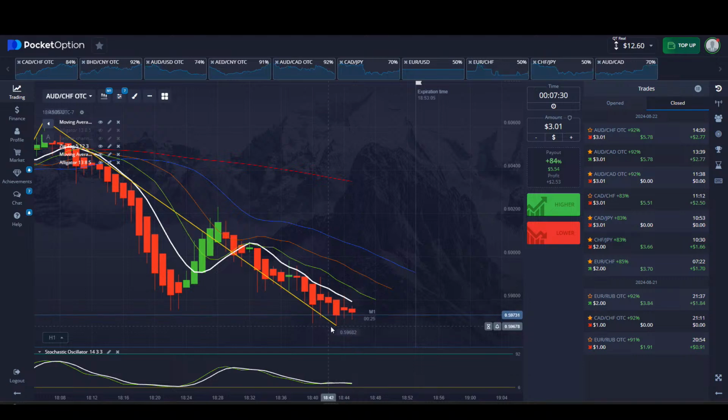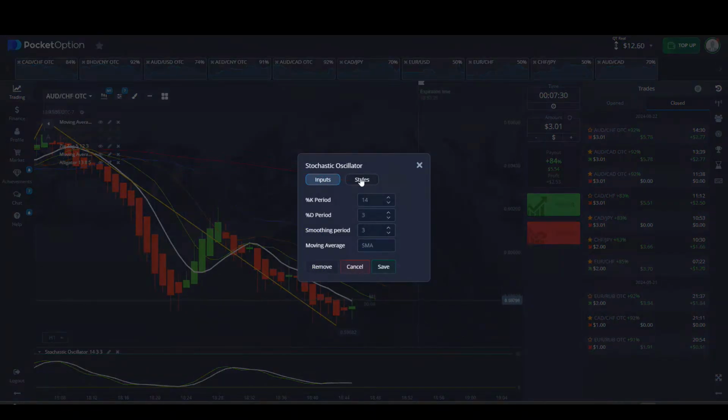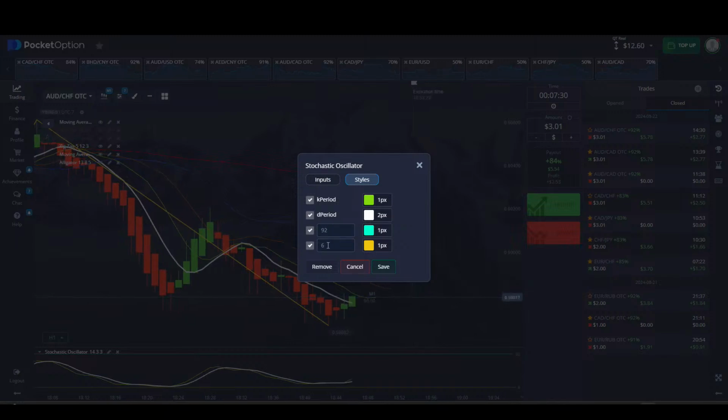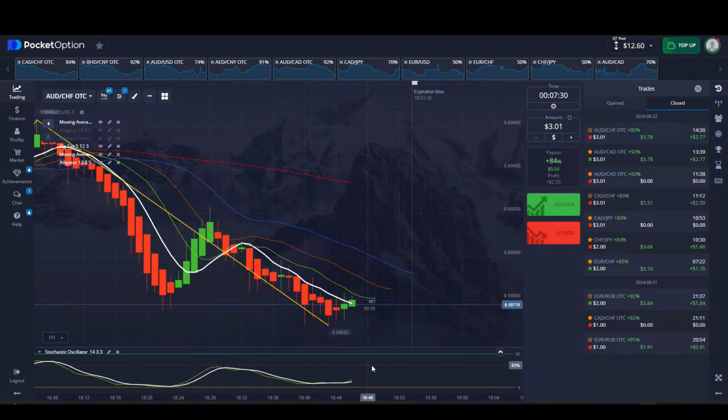So the strategy on this particular challenge, we're using the stochastic oscillator, which is right here at the bottom. Our settings, we have the 14, 3, 3, but what we did was we went into the settings here, and we went to styles, and then we modified it and made it 9, 2 and 6. I changed the colors because that's just the colors that I like. Right there, the green and the white.